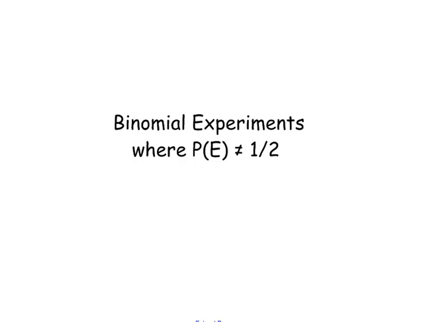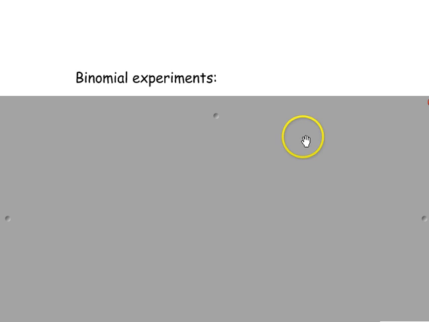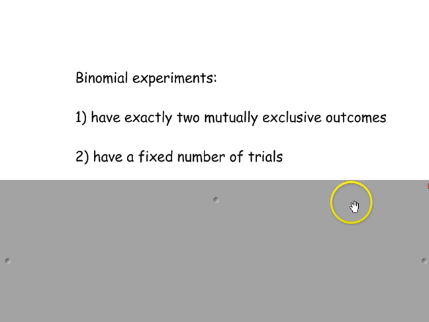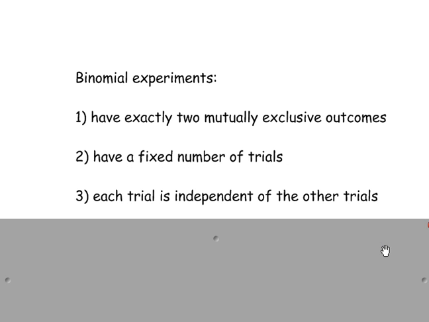This lesson is on binomial experiments where the probability of each event does not equal 1/2. Remember, with binomial experiments, you have to have two mutually exclusive outcomes. You need to have a fixed number of trials, and each trial must be independent of the other trials.